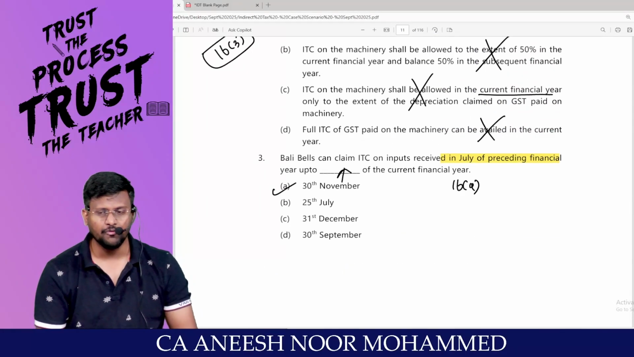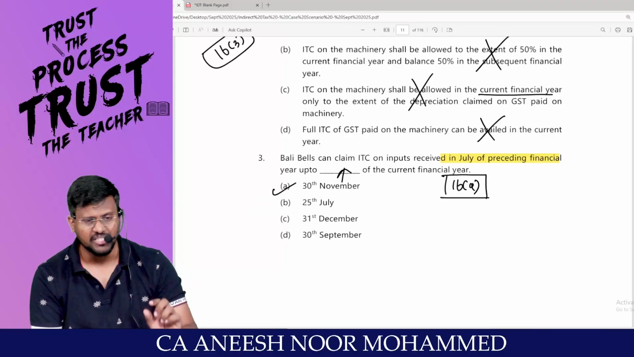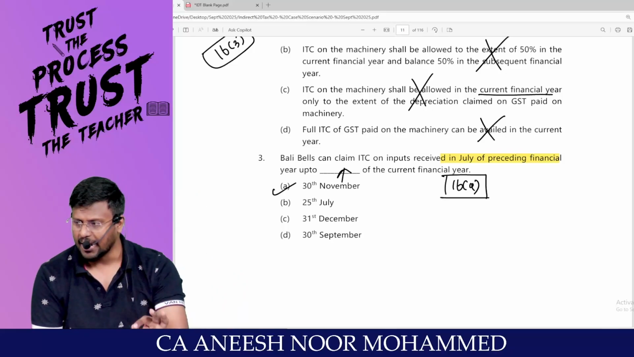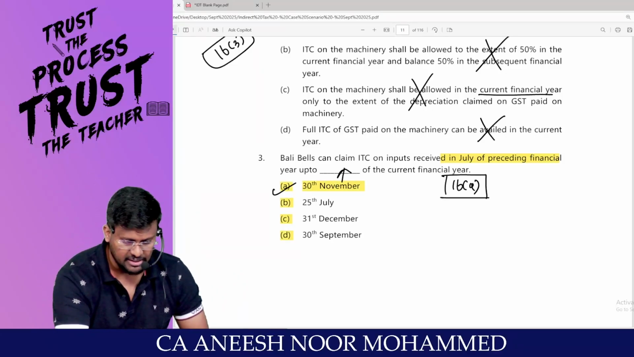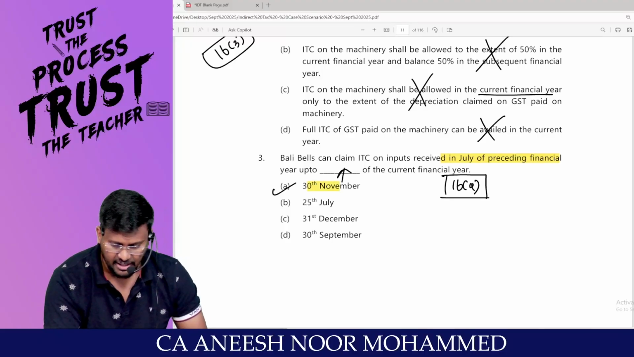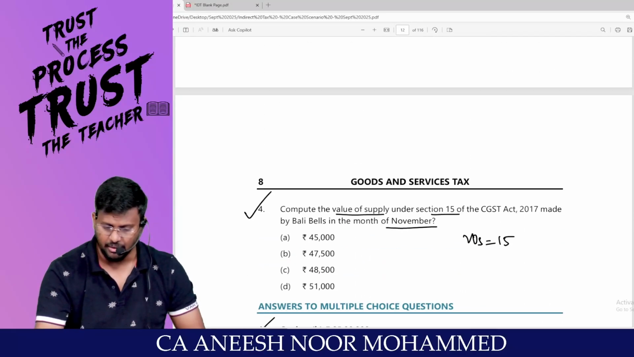Bali Bells, we already explained. As per section 16 subsection 4, the time limit for availment of ITC is 30th November of the succeeding financial year or the date of filing the annual return, whichever is earlier. Are you really with me? So 30th November is the last date to avail the ITC. So 3A should be the answer. Option A, 30th November is the answer.